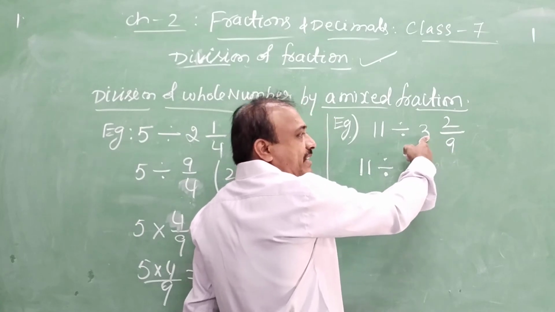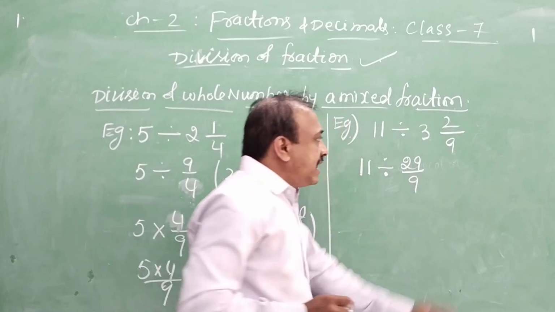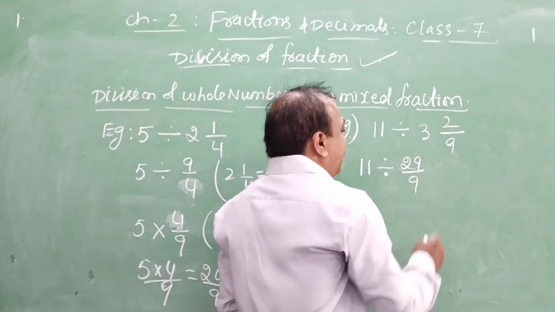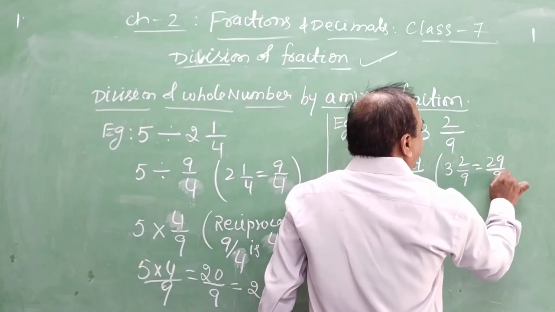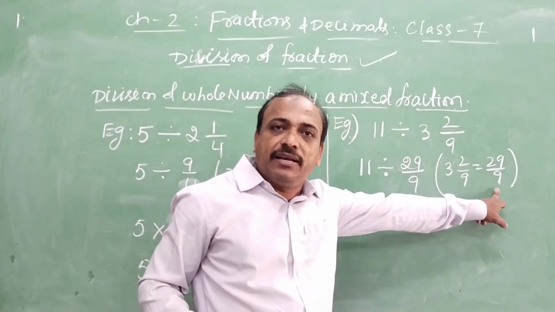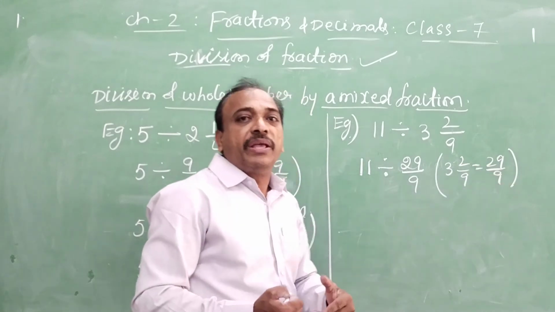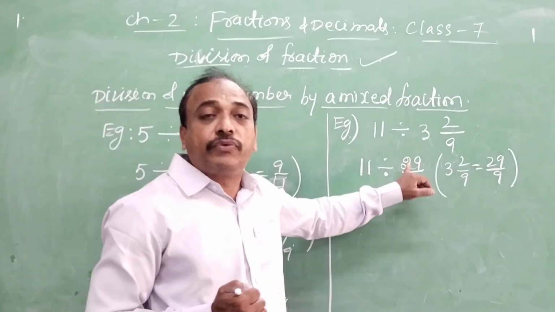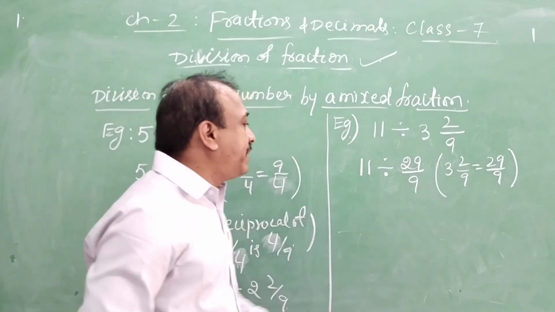9 3s are 27, 27 plus 2 is 29 by 9. So 3 2 by 9 is equal to 29 by 9. The mixed number is converted into an improper fraction. Now the procedure is the same. We have to find the reciprocal of 29 by 9.